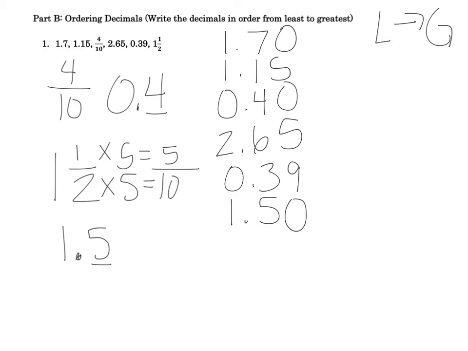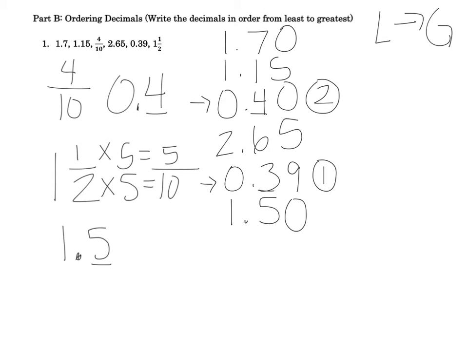So let's start in the ones place. And remember, we're going from least to greatest, so we want to find the smallest number in the ones place. Well, I notice 2 of my decimals have zeros in the ones place, so now I'm going to look in the tenths place. So what is smaller, 3/10 or 4/10? Well, 3/10 is smaller, so this will be first, and this is going to be second.